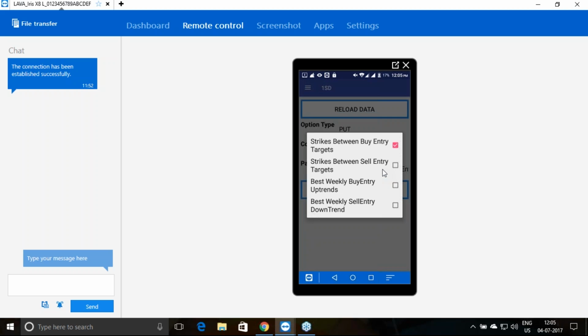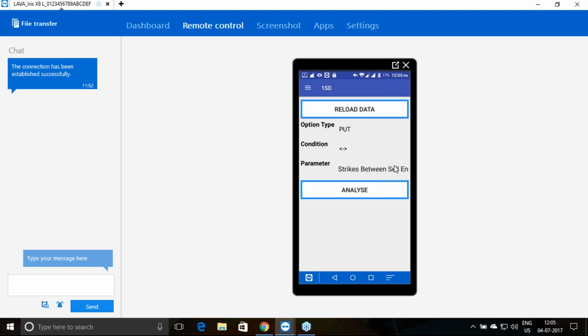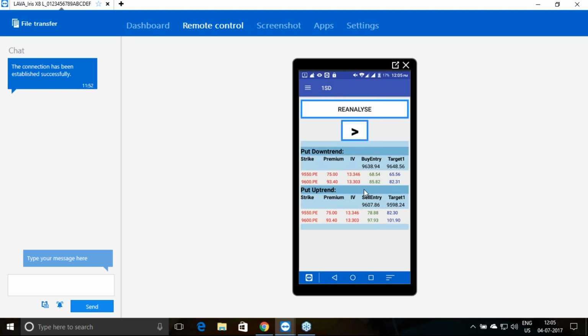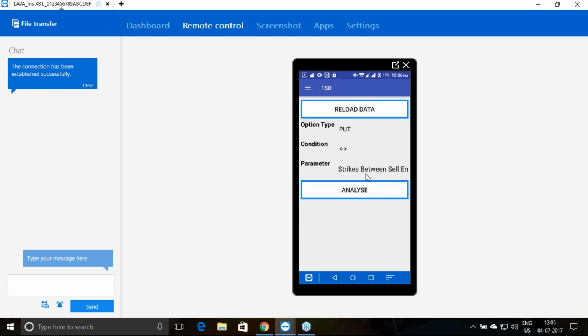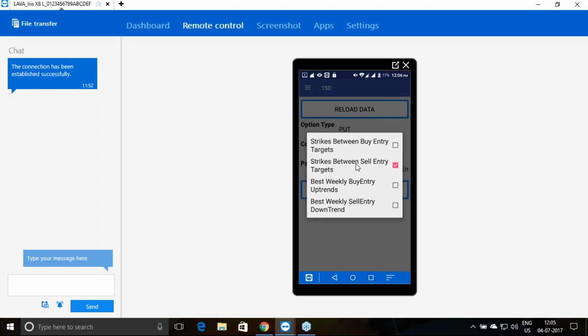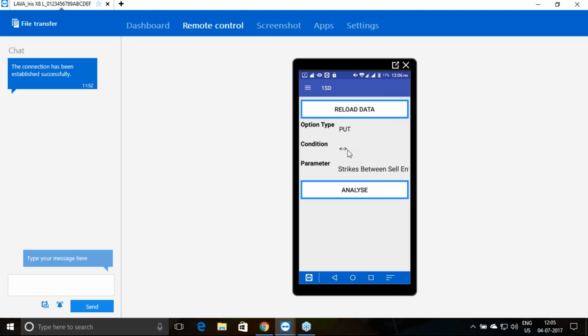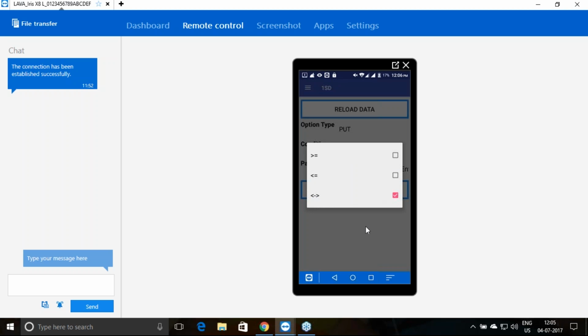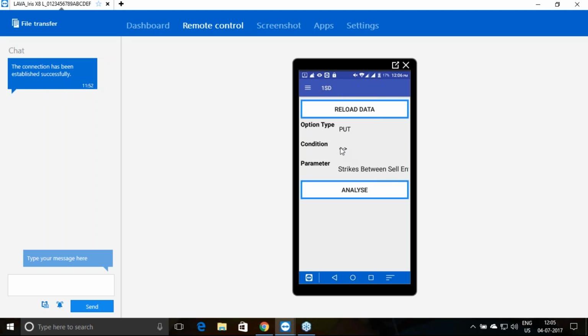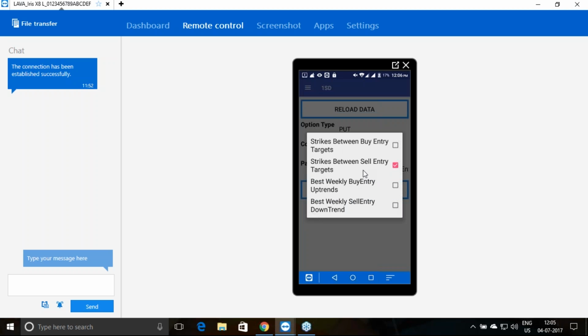Same way, for the sell entry and the targets, these are the puts I can buy. These are the puts coming between the sell entry and the target 7. So these two strikes I can buy in case of a downtrend. I have not taken any greater than, less than condition; I have just overridden this condition. So this condition is not required, neither greater than nor less than.